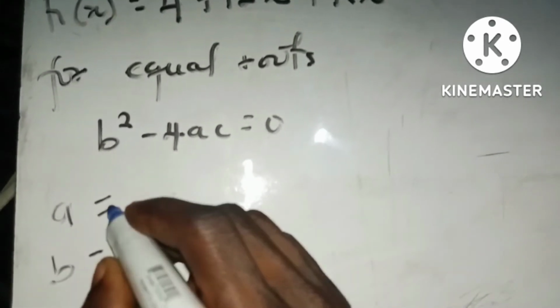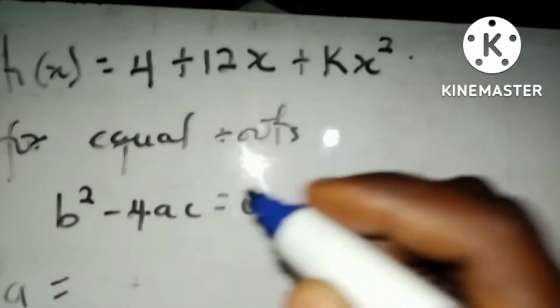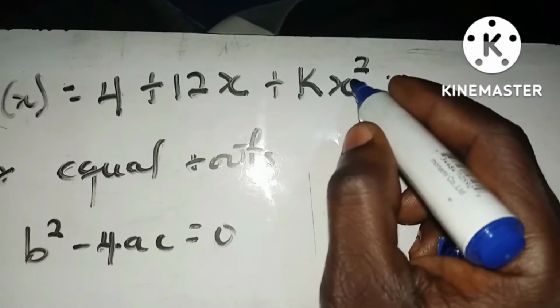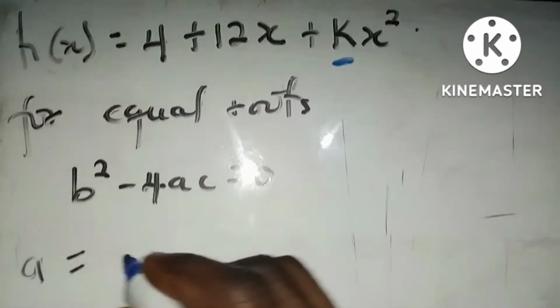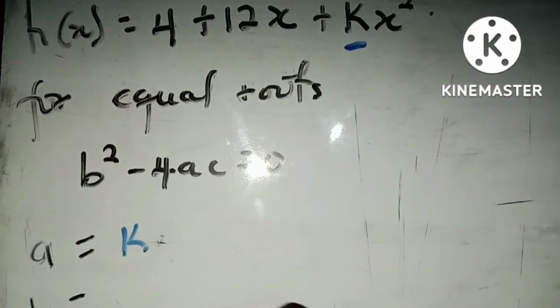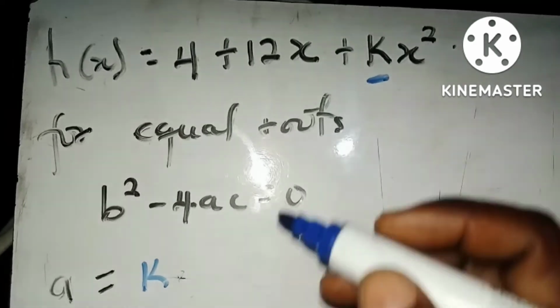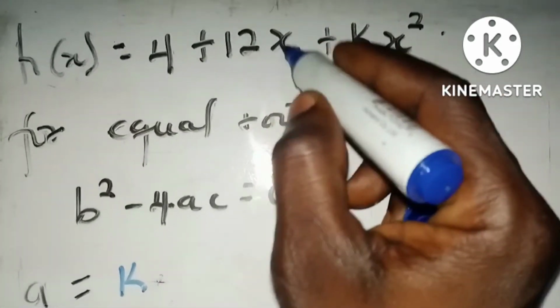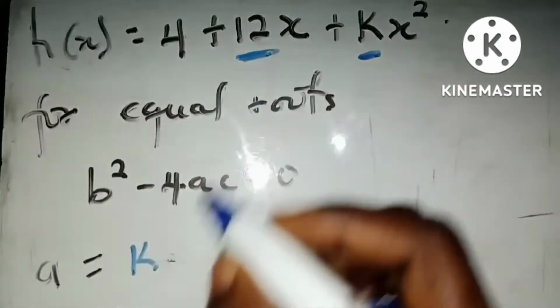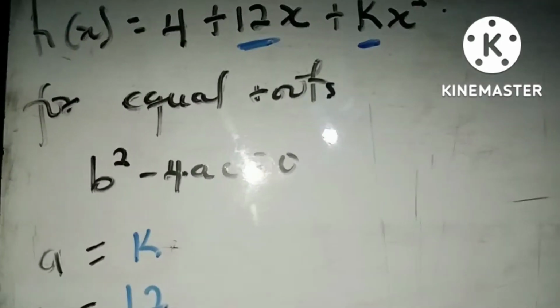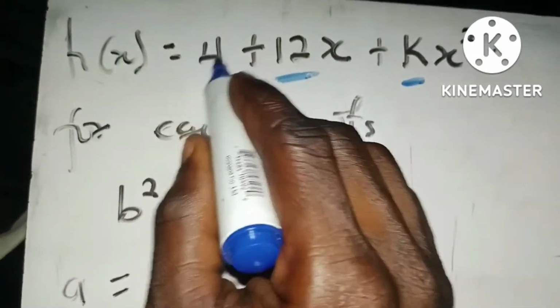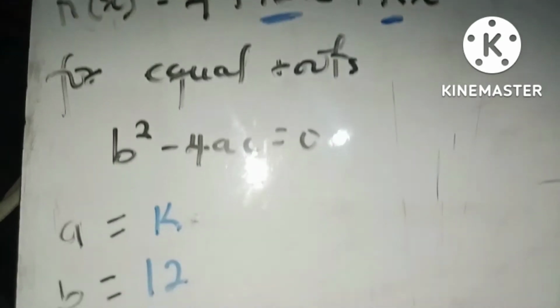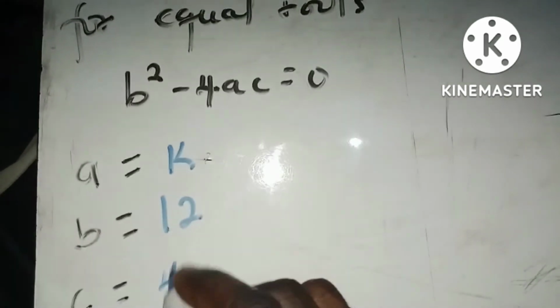So here you have a. A is always the number attached to the x squared here, right? So a is k in this case, which we don't know yet, we are going to find it. And then b is the one attached to the x, so b here is 12, right? And finally c is the constant, the one standing on its own, so c is 4.